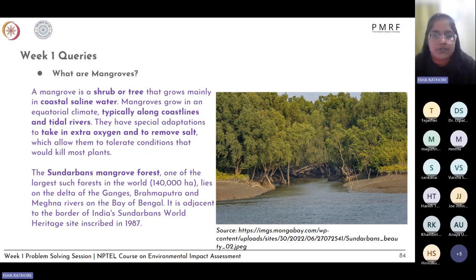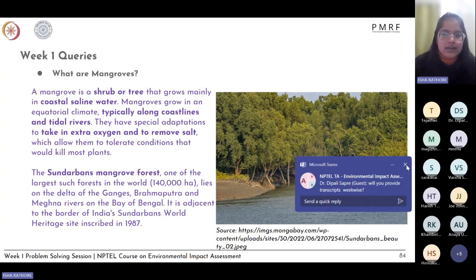These are the type of trees or shrubs which have special adaptation properties. That is, they take up extra oxygen and they remove salt from water. That is why they can grow in all of these river beds and river waters, and they can tolerate these conditions, while most of the other plants cannot survive in these ecosystems. So mangroves are associated with these coastal ecosystems. These are the kind of trees and tree groups which you see. Okay, I hope that answers your question.